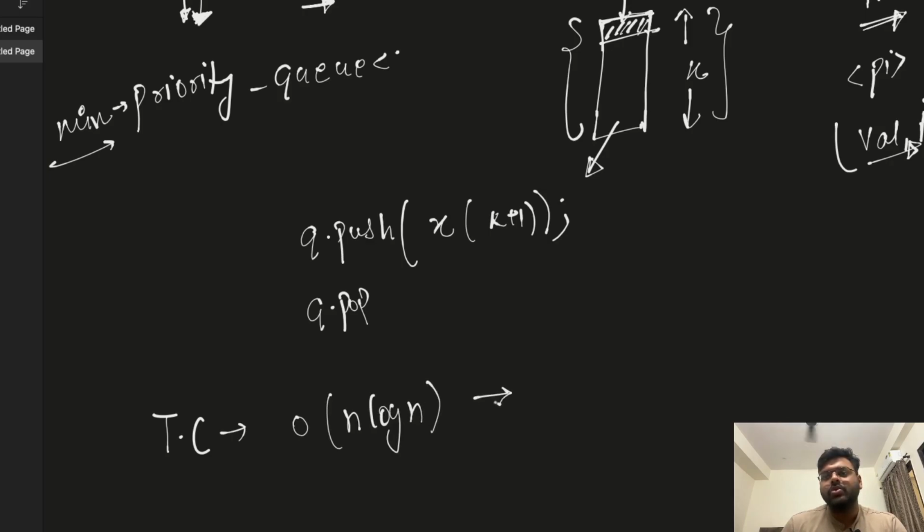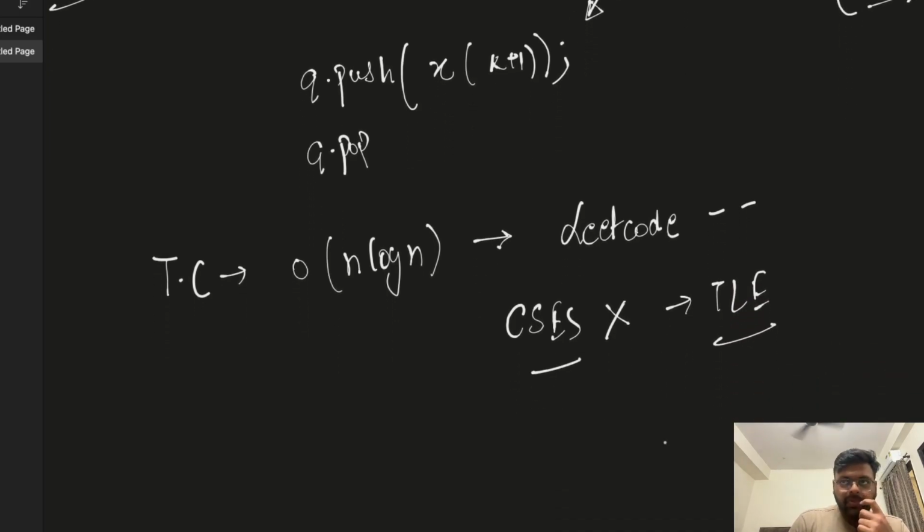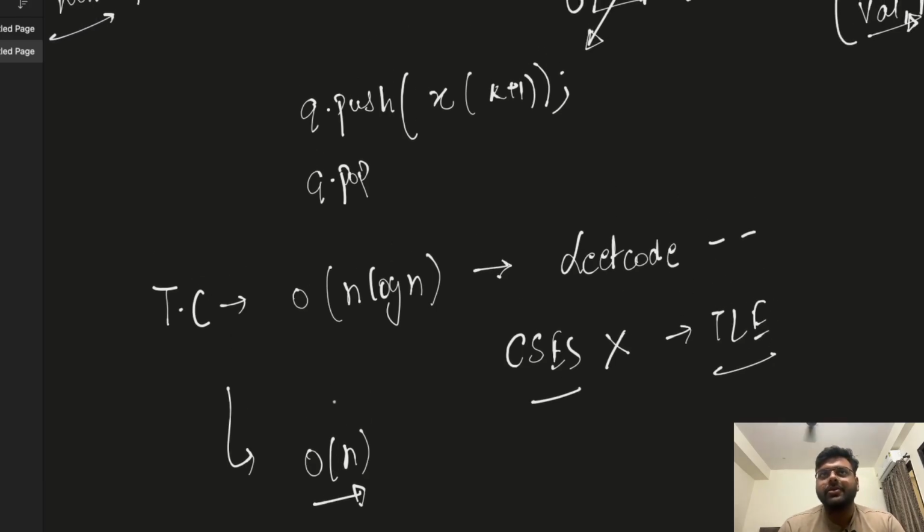But this approach would work perfectly for our LeetCode problems and all of the other coding platforms, but for CSES this would not work and would give a TLE, because they are very strict with the time constraints. So what they exactly want is a big O of n approach. This is exactly what the problem is actually looking at.